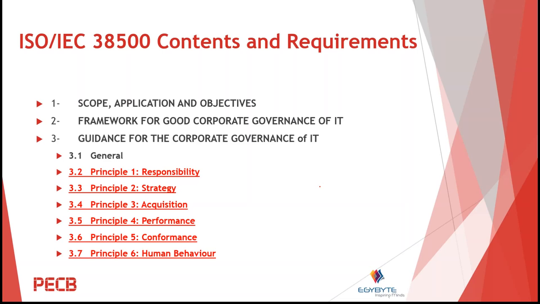Principle 5, conformance. Are we compliant with all the policies and regulations we have or not? And the last one, principle 6, human behavior. Because we don't have and we can't have any of the other five principles if we don't embed all of them inside our human behavior with our IT staff and all the other staff in our organization.